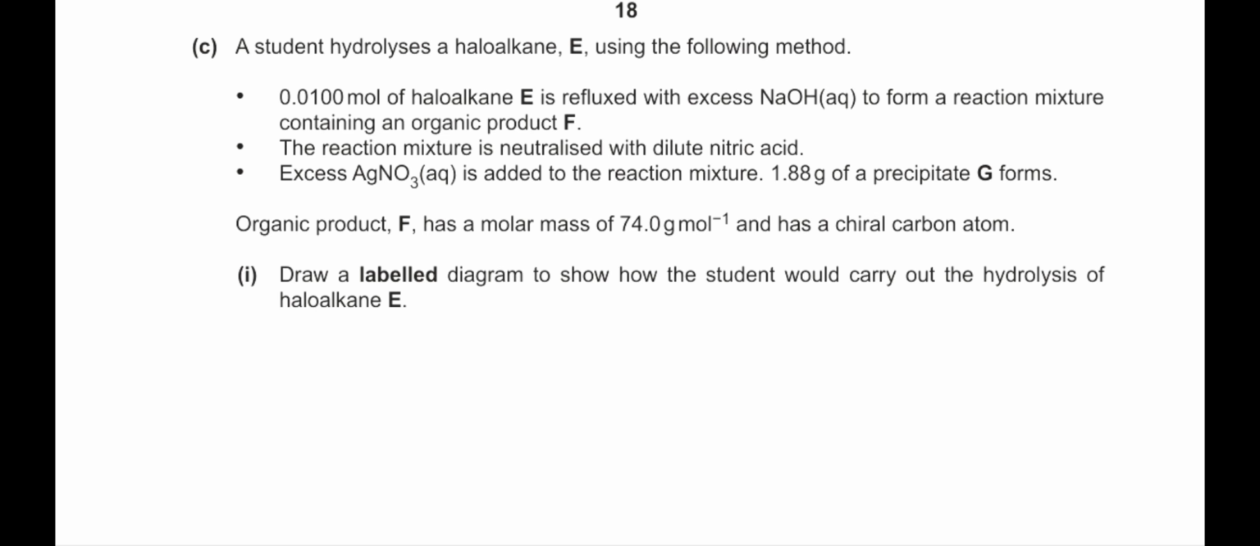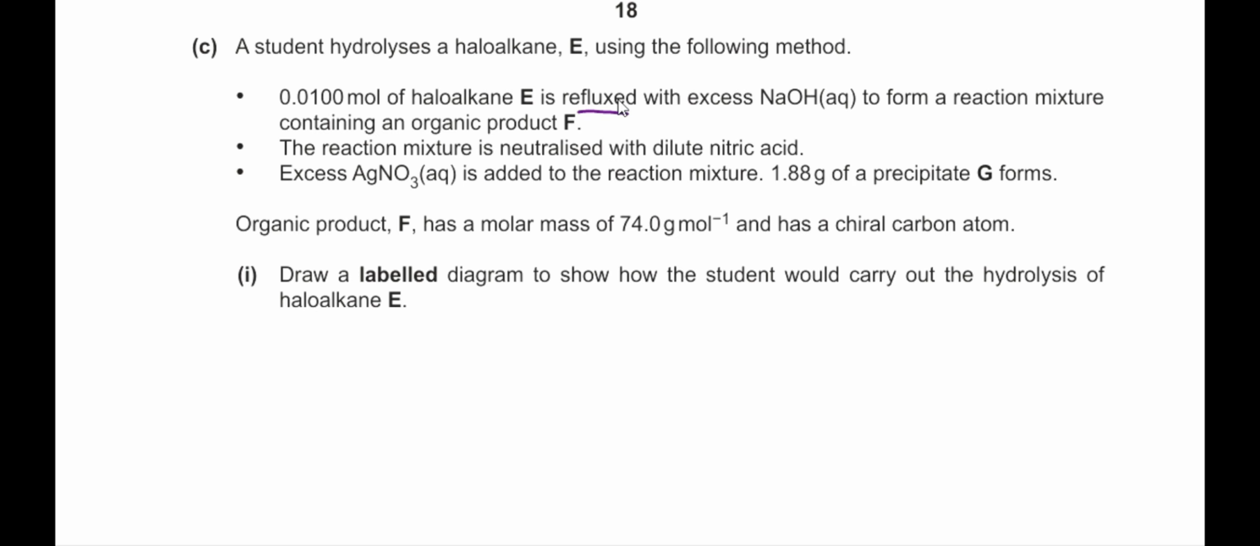0.0100 moles of haloalkane E is refluxed with excess aqueous sodium hydroxide to form a reaction mixture containing an organic compound, product F. The reaction mixture is neutralized with dilute nitric acid. Excess aqueous silver nitrate is added to the reaction mixture. 1.88 g of a precipitate G forms. Organic product F has a molar mass of 74.0 grams per mole and has a chiral carbon atom.